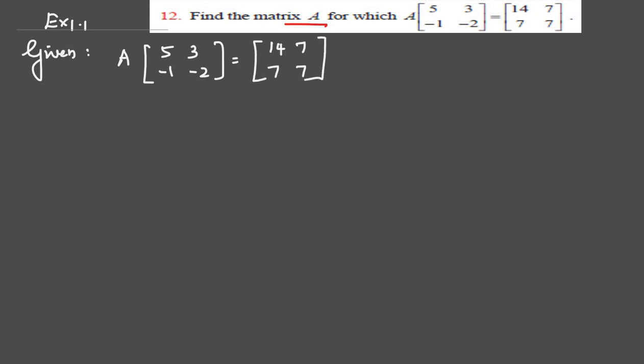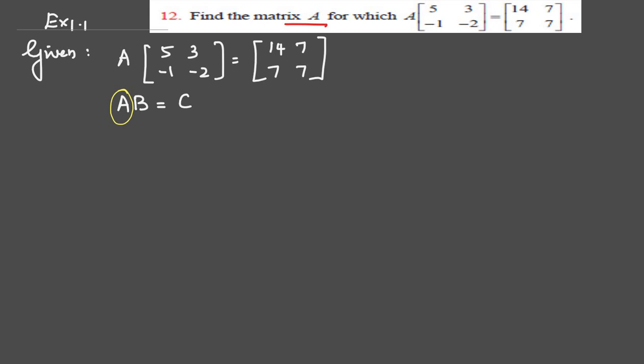Exercise 1.1, question number 12. Find the matrix A for which A into the matrix 5, 3, minus 1, minus 2 is equal to the matrix 14, 7, 7, 7. The given equation is of the form AB is equal to C. Our aim is to find the matrix A.